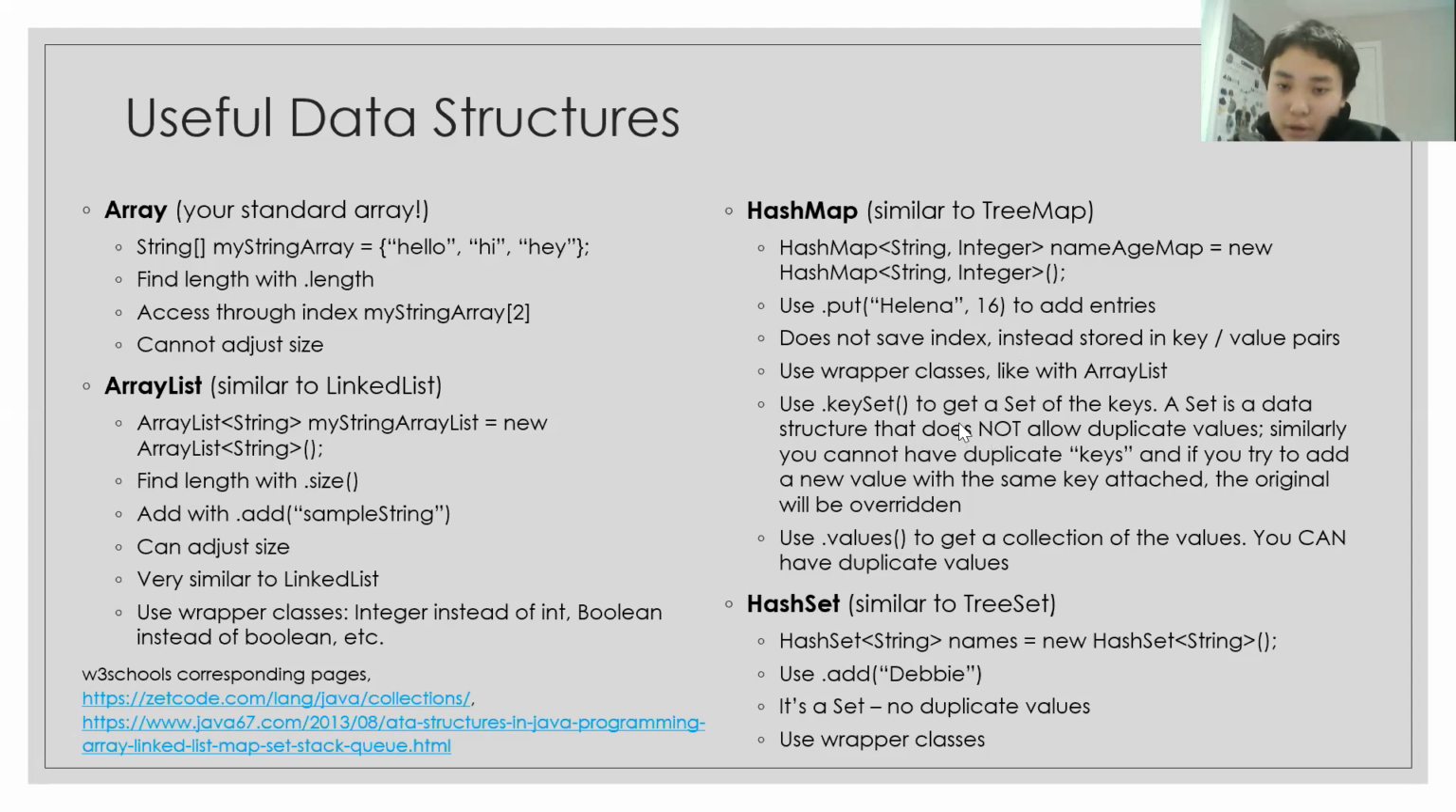Some special functions to take note of are keySet, which gives you a set of the keys. A set is just a collection of the keys. What's important about a set is that it doesn't allow any duplication, which we'll discuss in a second. That's reflecting how the keys in the hash map do not allow duplication. So you can only have one person named Helena, as I mentioned.